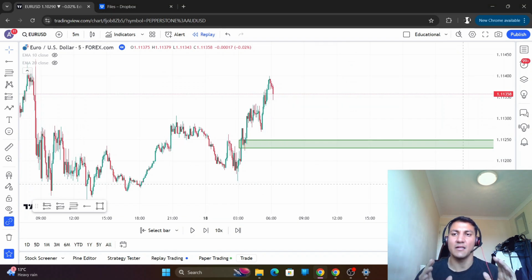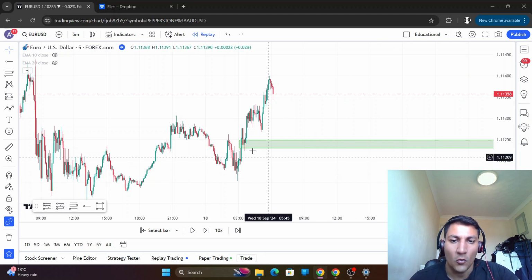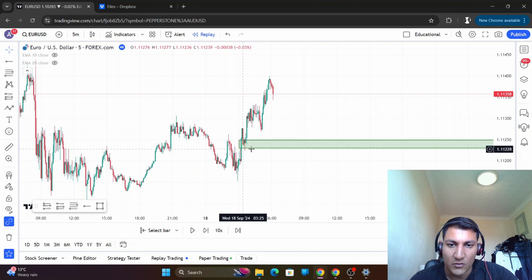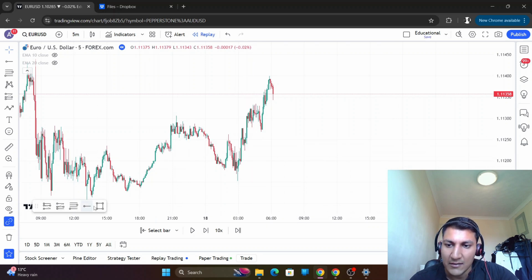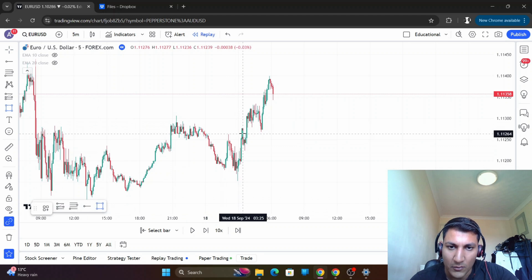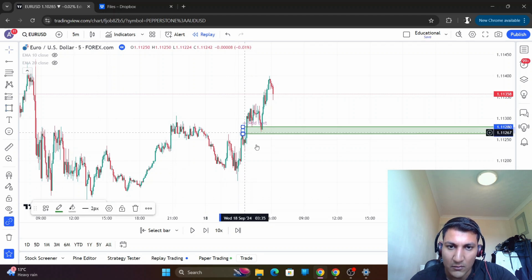Now, do you remember how I said that the Silver Bullet for London is 3 till 5 AM for Forex? For indices, it's only 3 till 4 AM. But for Forex, it's 3 till 5 AM. What that means is, let's say you missed this entry here. There's a second fair value gap right here that you can enter on, like that.